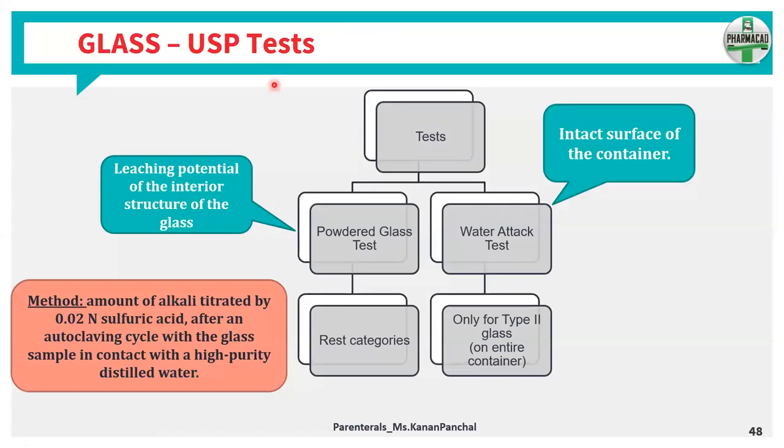And these are the tests which are done, okay? Powdered glass test is done for type 1, type 3. Water attack is done for type 2, because type 2 mein ek coating ka layer hota hai. Aur powder glass test mein we have to crush the entire glass and make a powder of it. So if we do that, wo coating to disrupt ho jayega, coating to break ho jayega. So we won't be able to test the true contents of it. So that is why powder glass test is only done for type 1, type 3 and probably type 4. Type 2 jo hai, uspe water attack test hota hai, jisme powder nahi kiya jata hai. As it is intact glass container pe test kiya jata.